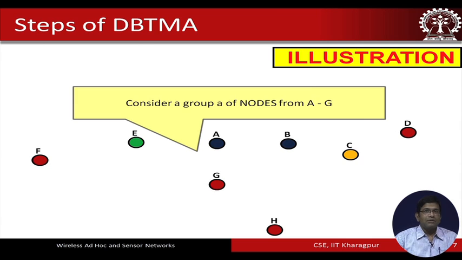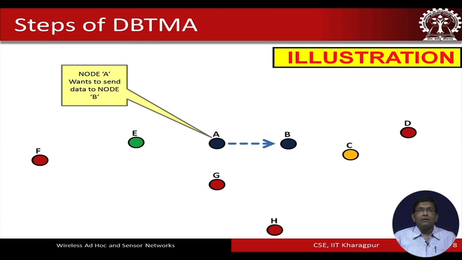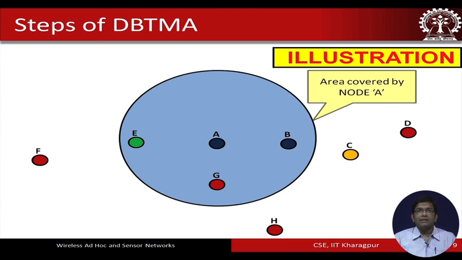Let us consider that we have a group of nodes A, B, C, D, E, F and G as shown in the slide. Let us assume that node A wants to send data to node B like this. The area covered by node A is depicted by the blue colored circle that you can see. That means that nodes E and G are in the transmission range of A. So, along with B, these are also going to get a copy of the frame that is sent by A to B.